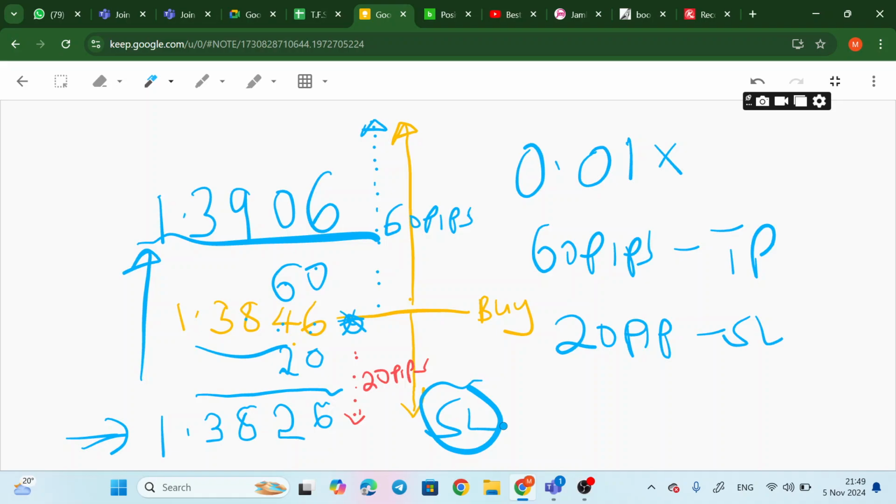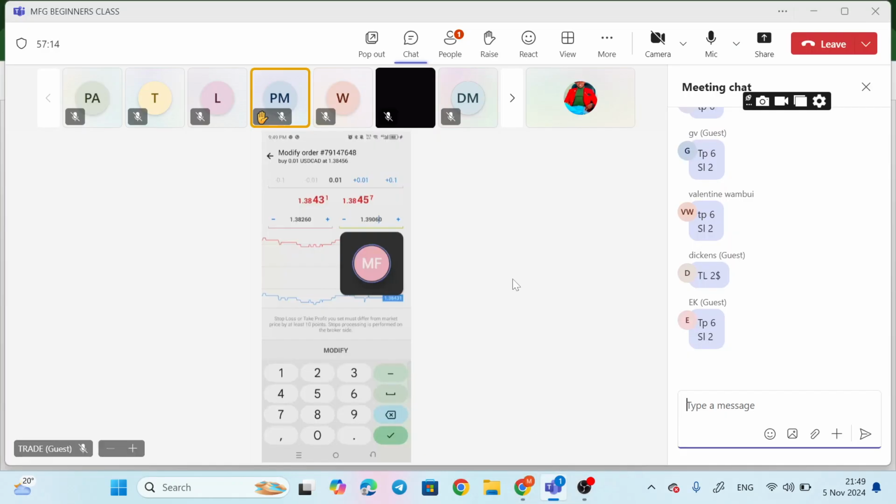1.3826, okay? The red bar is where I do my stop loss, and the take profit 1 point at the green bar 1.3906. After there, you just click modify. Down there we have a modify icon. Just type modify. Okay, and I click modify, it tells me the order is modified. Okay, your order is modified.